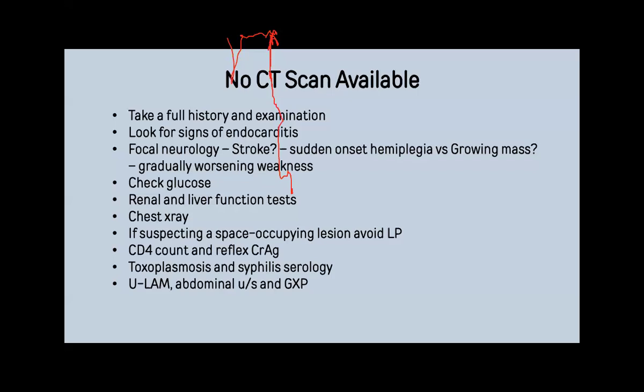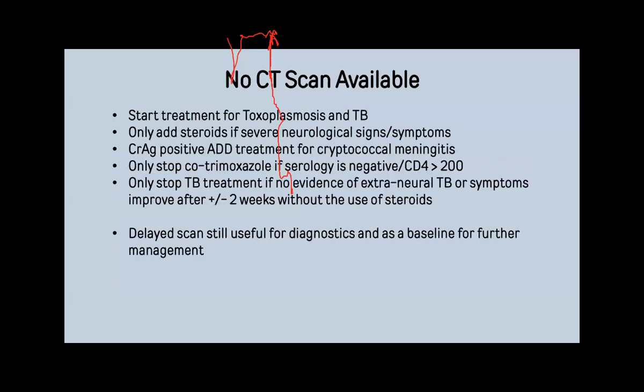You do a CD4 count and a reflex CRAG, as well as toxoplasmosis and syphilis serology, a ULAM, abdominal ultrasound, and a GeneXpert. You then start treatment for toxoplasmosis and TB. You only add steroids if patients have severe neurological signs and symptoms. If the results come back with a CRAG positive, you add treatment for cryptococcal meningitis. Again, you don't stop the treatment for toxoplasmosis and TB that you've already initiated.